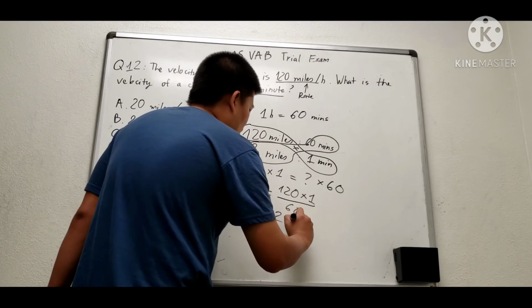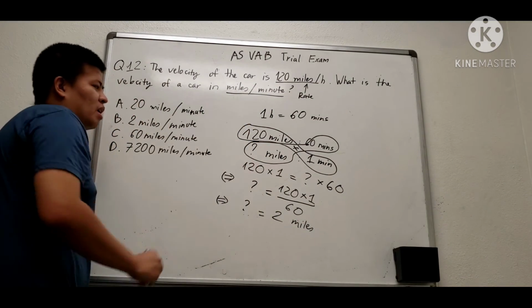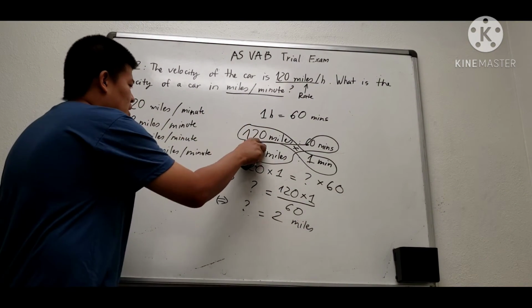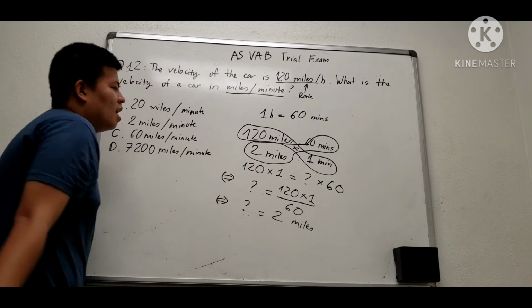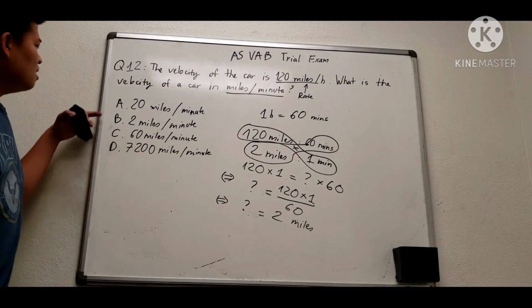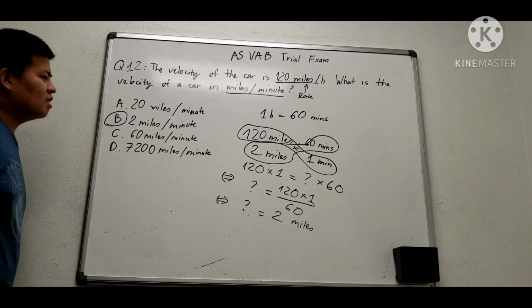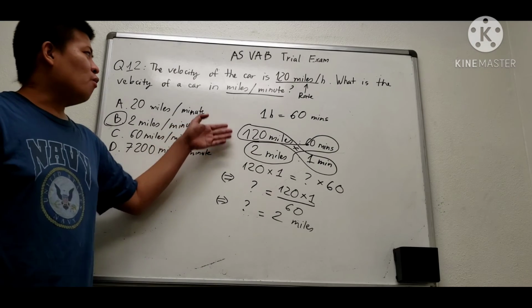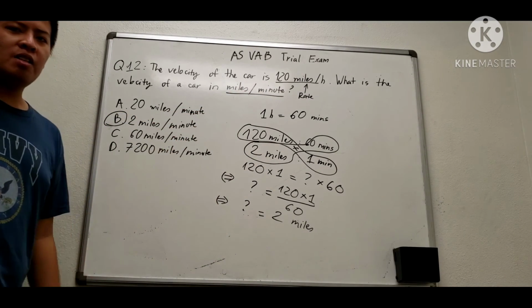That's it, 2 miles. So in the question mark, you put number 2 in here. And then you can see that answer B is the correct answer. Let's see the basic way to transform the rate to the ratio, and you get the answer.